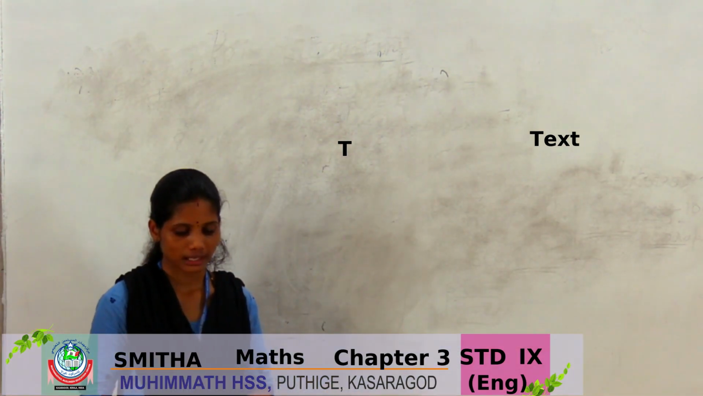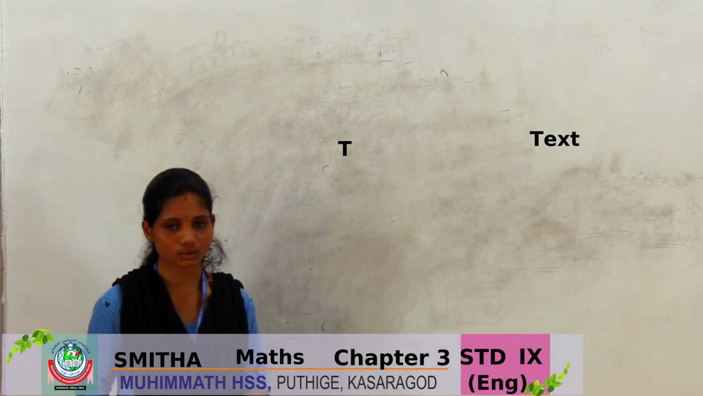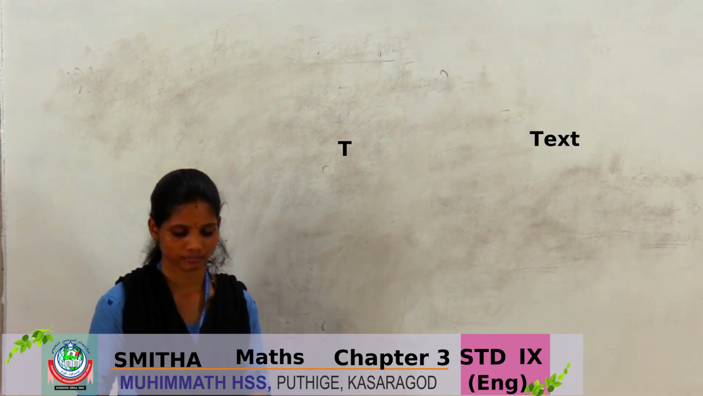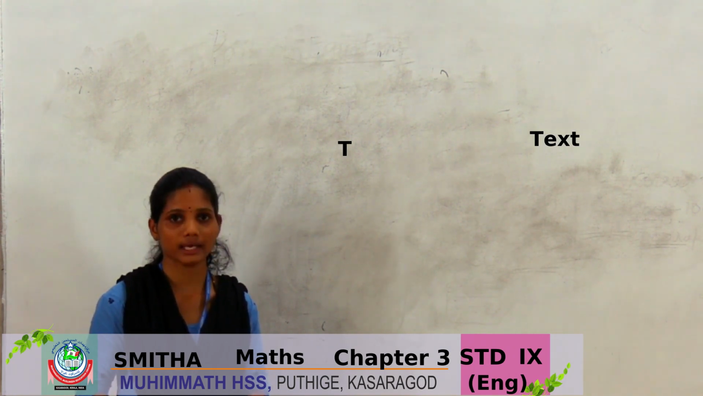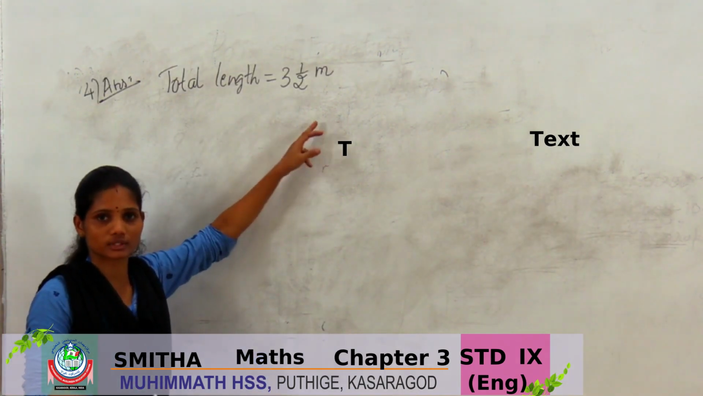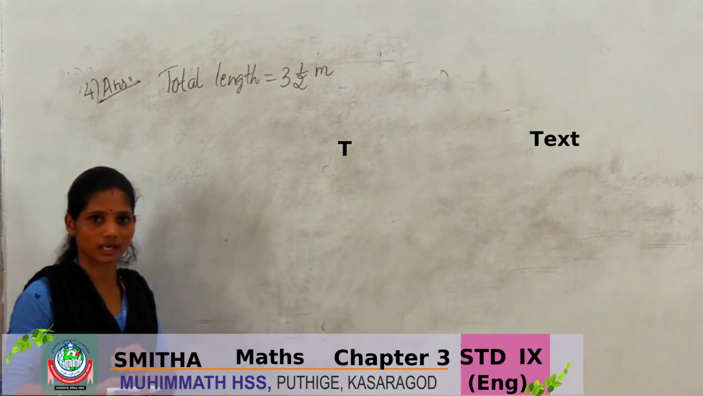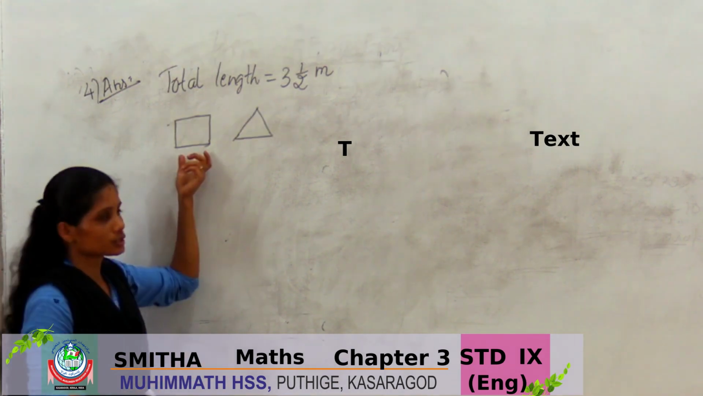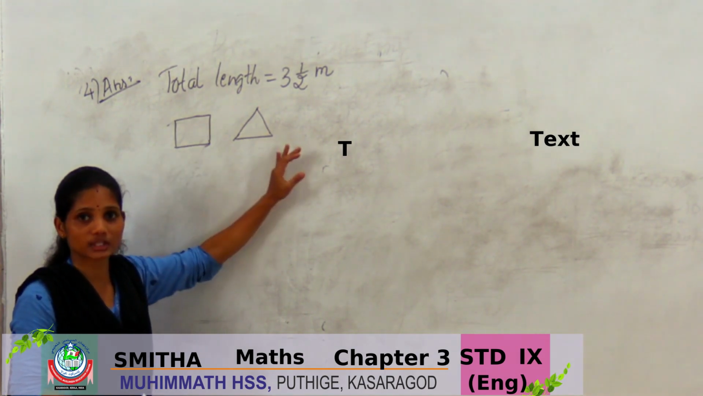Next question. A 3.5 meter long rod is to be cut into two pieces. One piece is to be bent into a square and the other into an equilateral triangle. The length of their sides must be the same. How should it be cut? The total length of the rod is 3.5 meter. This is to be cut into two pieces. One is to make a square and one is to form an equilateral triangle. It is given that the length of these sides should be equal.